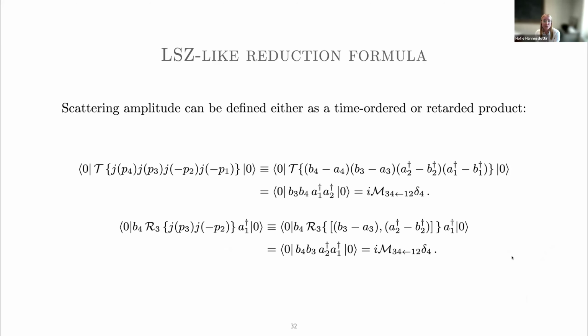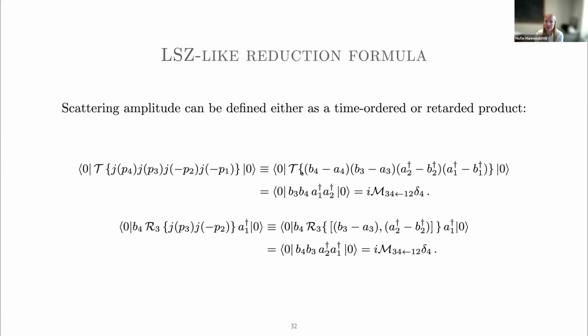So the scattering amplitude can actually be defined either as a time-ordered or a retarded product. So if we define it as a time-ordered product, we might, for example, define it as a time-ordered product of currents like this. P4 and P3 are outgoing, and P1 and P2 are incoming. And if we plug into our formulas from the previous slide, we basically get the time ordering operator of the differences B4 minus A4 for the outgoing particles, and A dagger minus B dagger for the incoming particles.